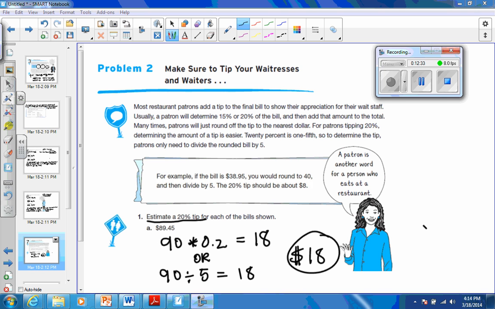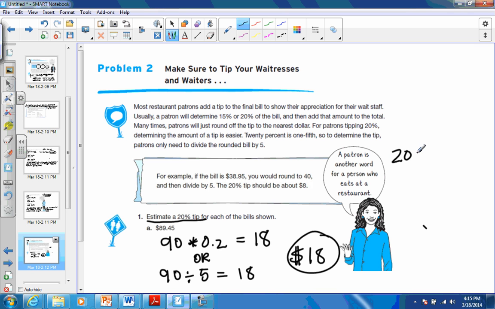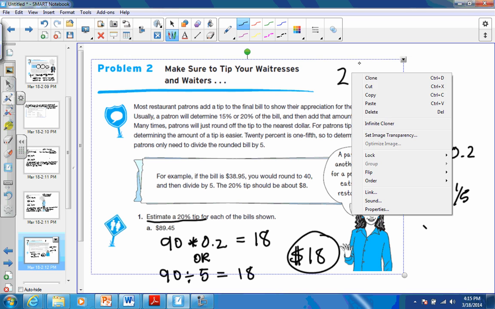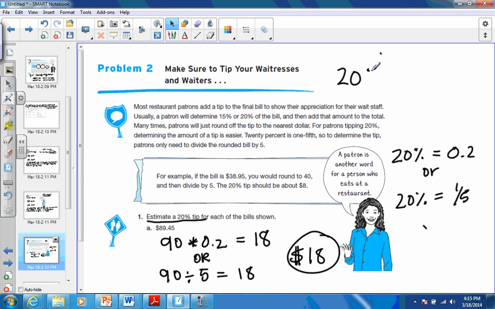So again, to recap, 20% is equal to 0.2, or 20% is also equal to 1/5. All of those are equivalent. So 20% equals 0.2, which equals 1/5. All three of those are equivalent. So you can use any one of those to calculate this total tip.